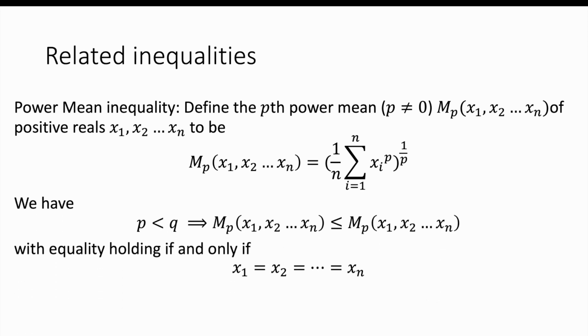So we know that if p is less than q, the p power mean of x1 to xn is less than or equal to the q power mean of x1 to xn, and equality holds if and only if all the x1 to xn are equal.